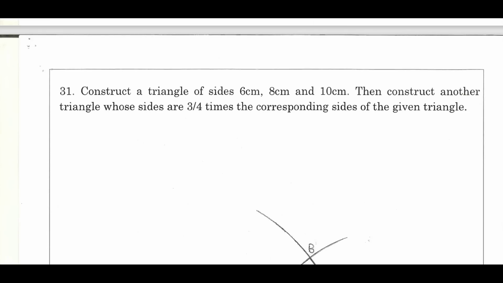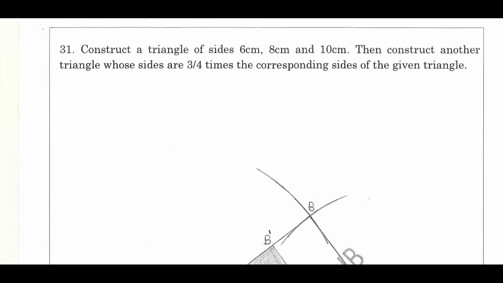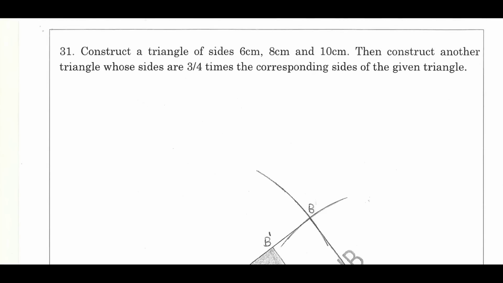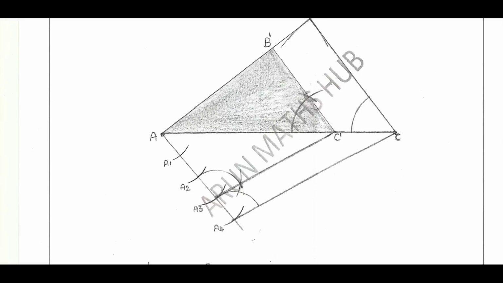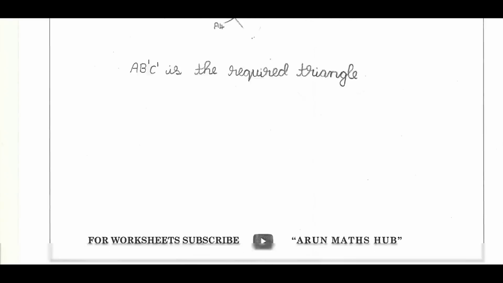Next, construction of similar triangles. Important 3-mark question. Here the scale factor is less than 1. Therefore the required triangle is A B dash C. Dear students, all these questions you can check out in the videos I have already posted.